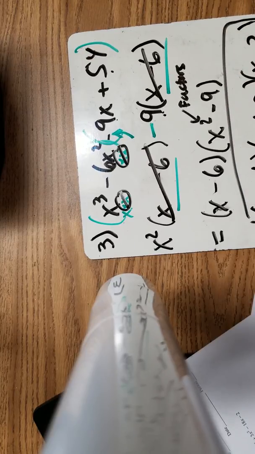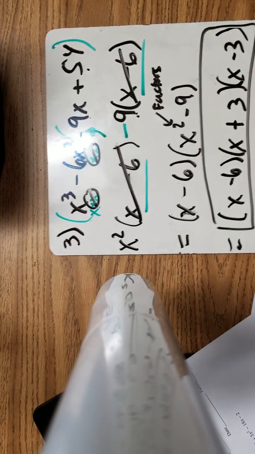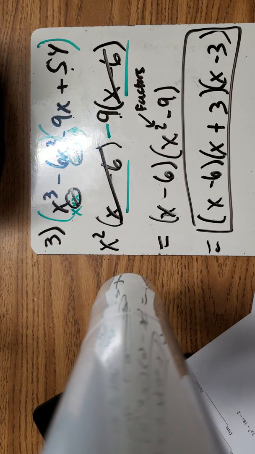Okay, the reason why we didn't do that before, sorry, that's my answer. The reason why we didn't do that before is because they weren't perfect squares. So you can only do that factoring method if you do have a perfect square.